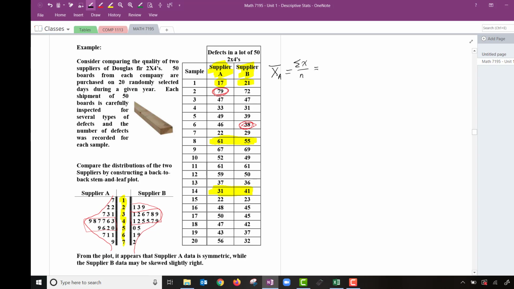In this case, we had a total of 927 defects when we added this column. And then we divide by the total number of samples that we had, which were 20. And we come up with a mean of 46.3. For units, I guess it's defects in 50 boards.